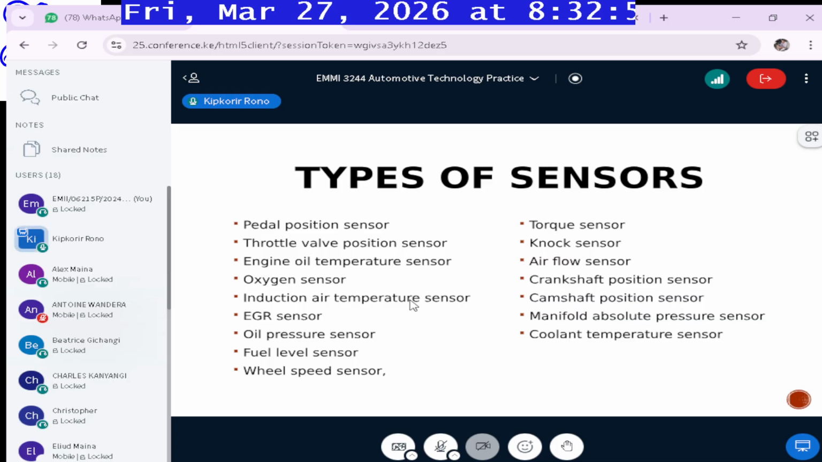There's also the oil pressure sensor. If the oil pump in the engine is dysfunctional, your oil pressure sensor sends information to the ECU. So it becomes very easy with all these types of sensors to easily diagnose internal combustion engines in modern use. The fuel level sensor is the one that tells you the fuel has run out.